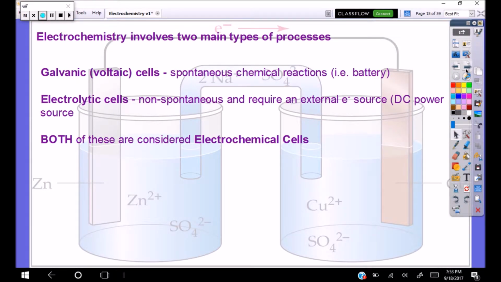Okay, electrochemistry involves two main types of processes. With this playposit, we're going to look at galvanic cells, sometimes referred to as voltaic cells. These specifically are spontaneous chemical reactions. One of the examples we have here is a battery. Towards the end of this unit, we're going to look at electrolytic cells. Electrolytic cells are not spontaneous, and they require an external electron source, such as a DC power source or another battery or something of that nature. But overall, both of these are considered electrochemical cells.